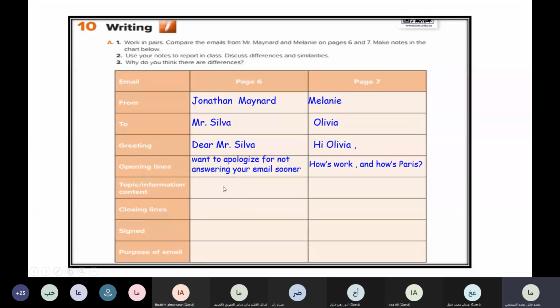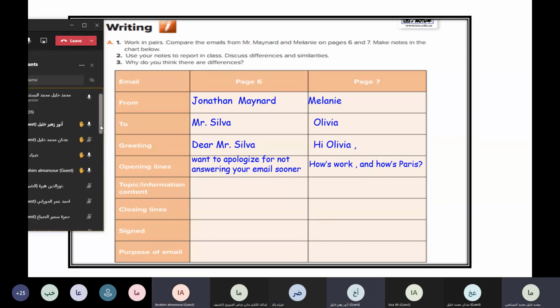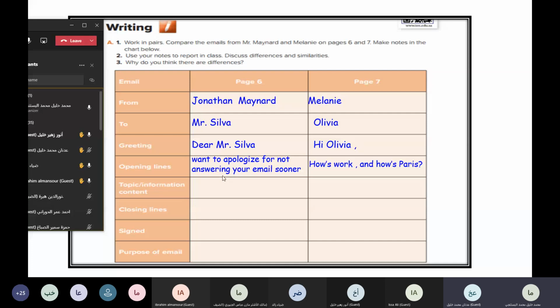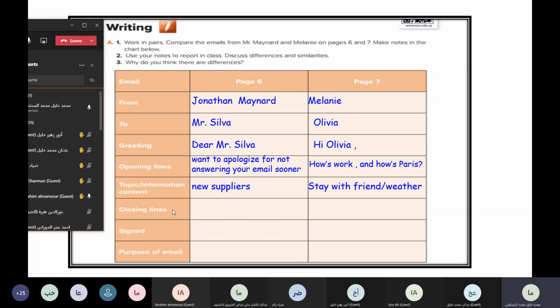Now, again, back to the first email on page number 6. What do you think the topic is about? Apologizing? No, not apologizing. Business. Yes, good. New suppliers. Talking about business. Now, what about the second? Staying with a friend, putting her up. Good. Now, what about the closing lines?